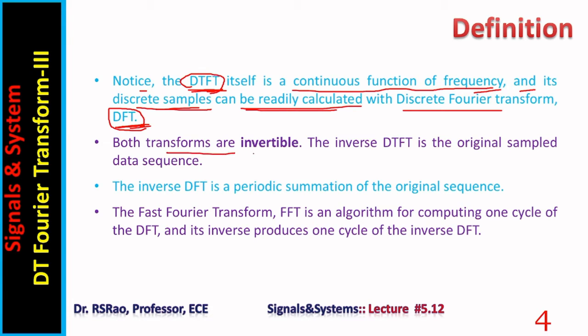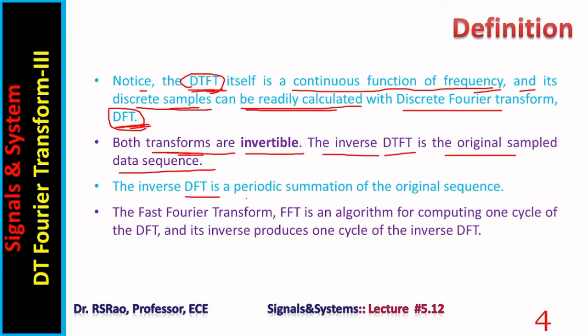Both the transforms are invertible. Invertible means we can get the original signal back from the transformed signal. The inverse DTFT is the original sampled data sequence. That's why DTFT is invertible. DFT is also invertible. Both the transforms, meaning DTFT and DFT, we can get the original signal by applying the inverse transform.